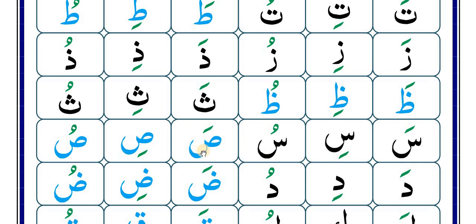Next letter is sod and is read in thick voice. Saw. This is sa, seen. Sod, saw. When you read this letter in thick voice, a difference will be made between seen and sod. Saw, see, su.